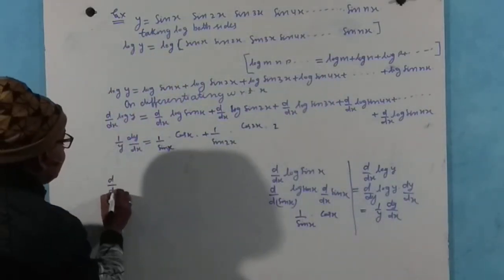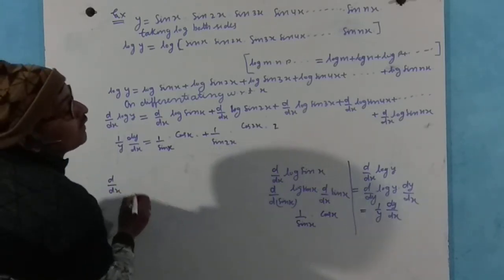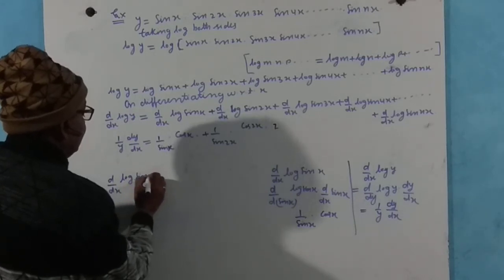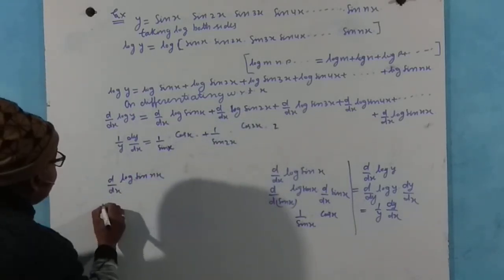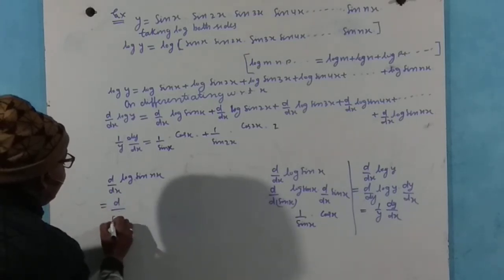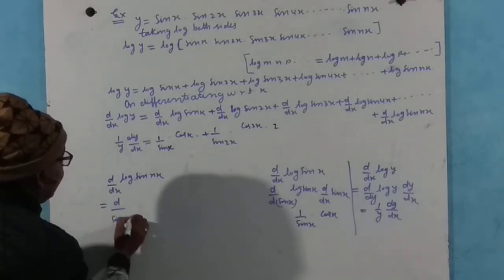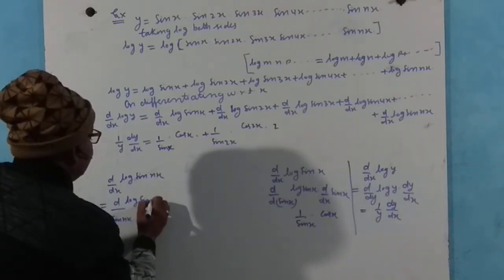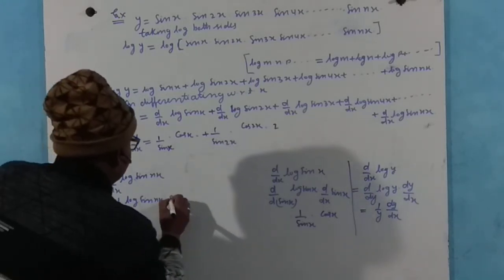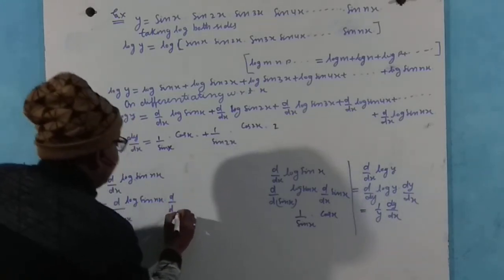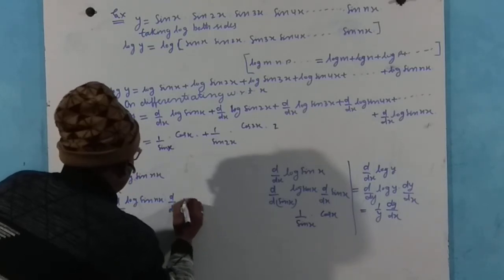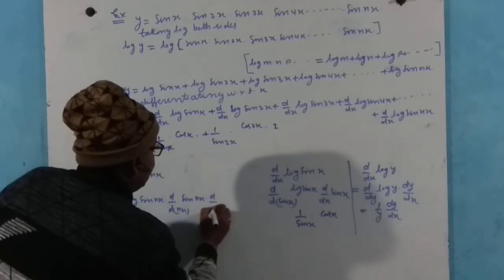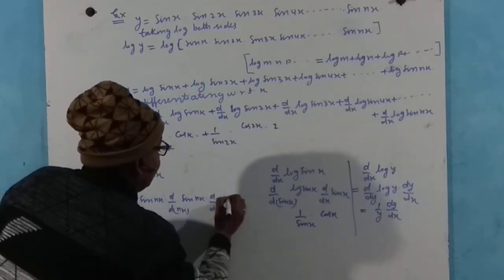Again here, d by dx of log sin nx. This can be written as d by d of sin nx of log sin nx, times d by d of nx of sin nx, and d of nx.